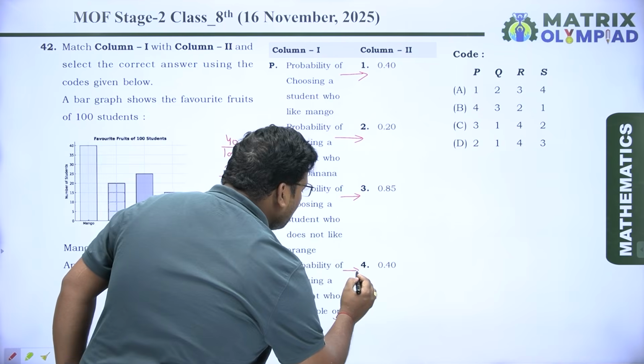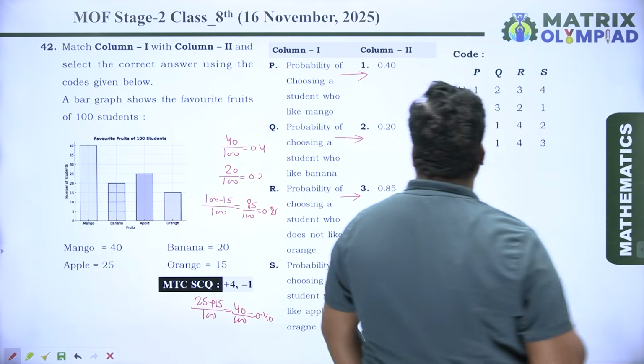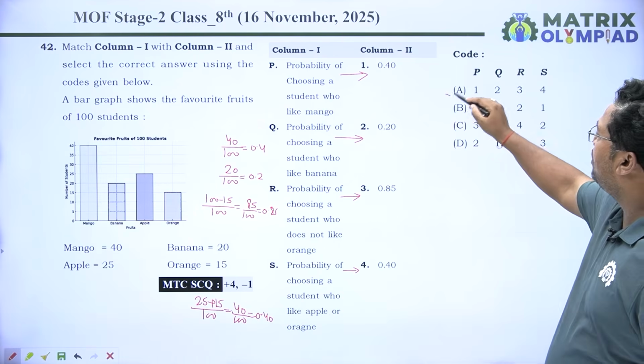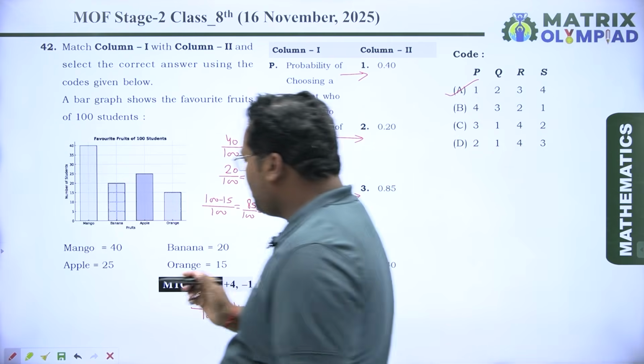So for S, the fourth one is true. So our answer is 1, 2, 3, 4, which is in option A. So option A is the right answer. Now coming to the next question.